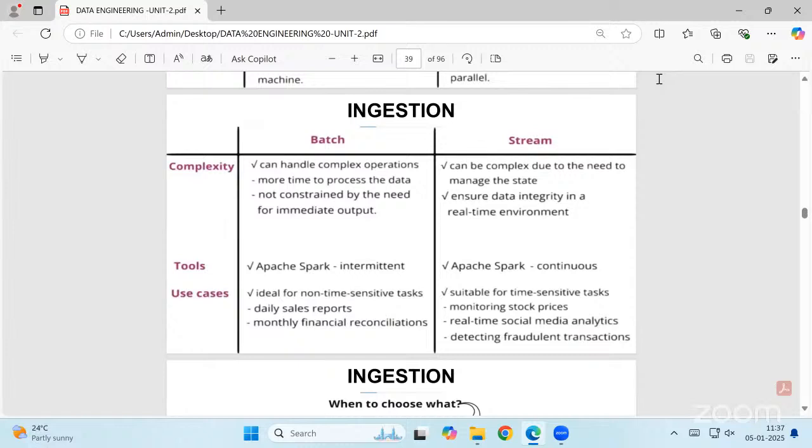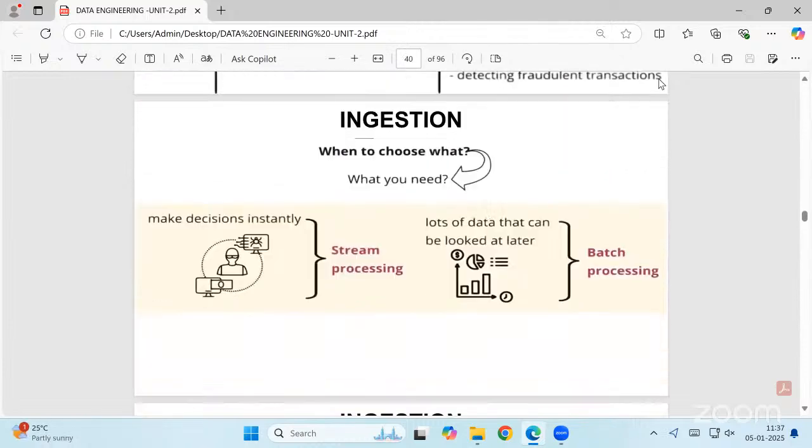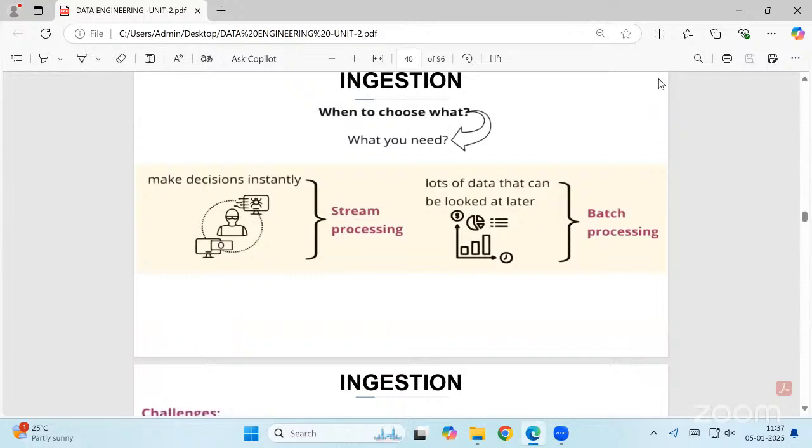Because we are driving a data-driven approach, we should give security to data. Okay. Next, stream processing. It makes decisions instantly because we do analysis on a minutes or hourly basis, or instantly whenever it is generated. But batch processing is lots of data that can be looked at later, because we do analysis on the day-to-day report, which is generated daily once, or monthly once.